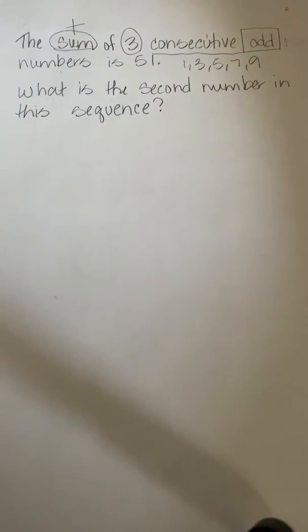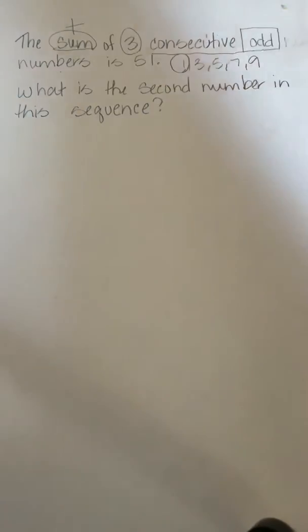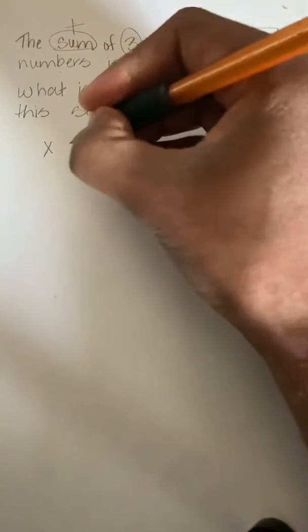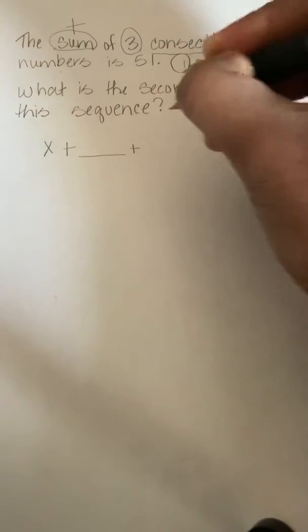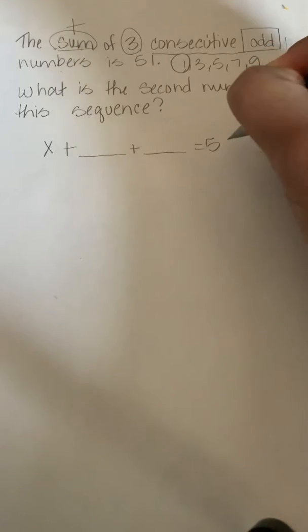In order to find this, I need to understand that when I write my equation, I'm going to let x be my first odd number. So I'm going to have x. My operation was plus because they said the sum. x plus blank has to give me a value of 51.